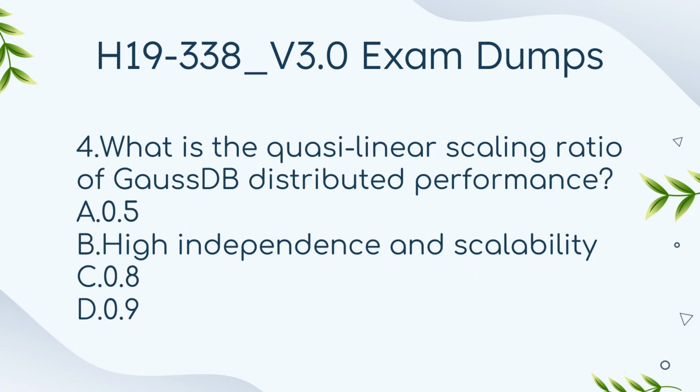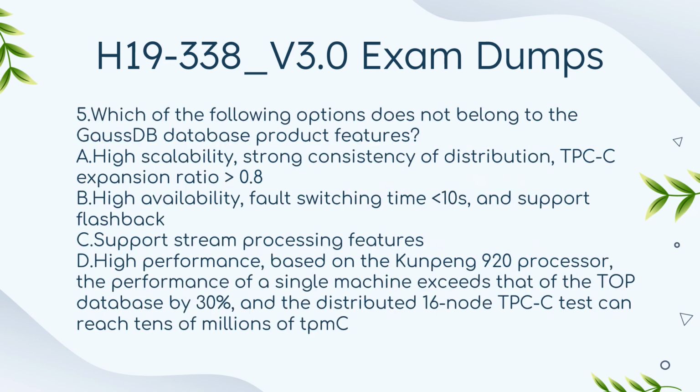4. What is the quasi-linear scaling ratio of GaussDB distributed performance? A. 0.5. B. High independence and scalability. C. 0.8. D. 0.9.